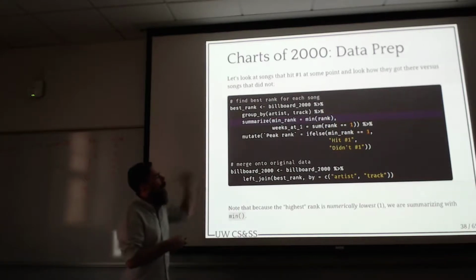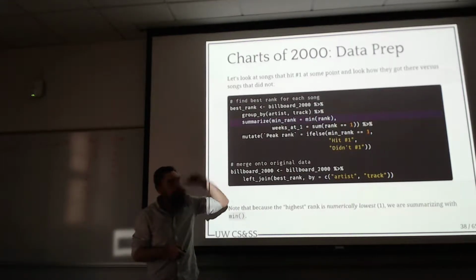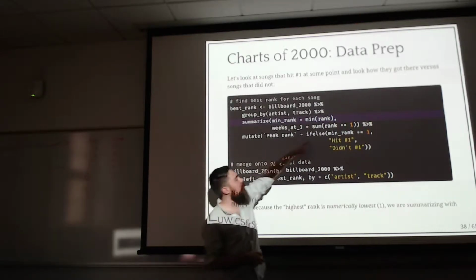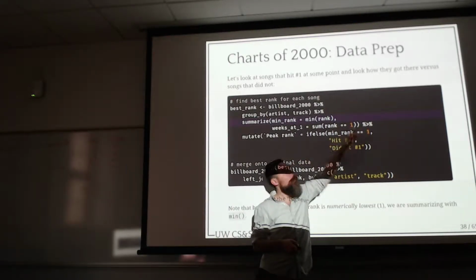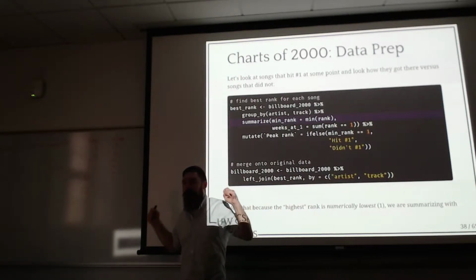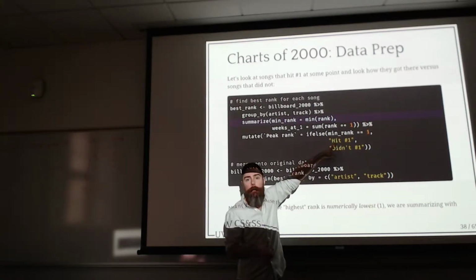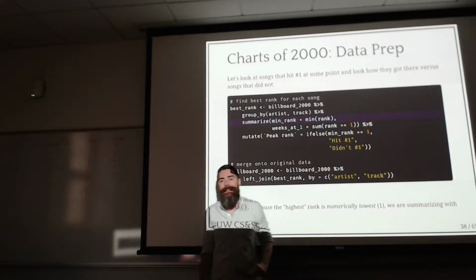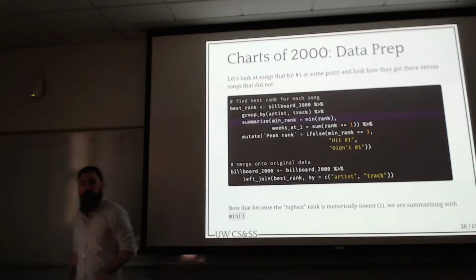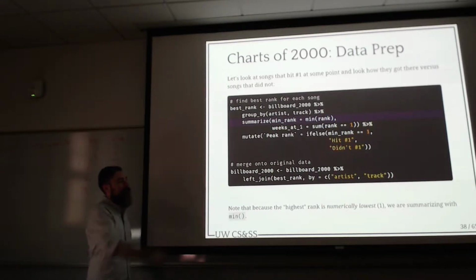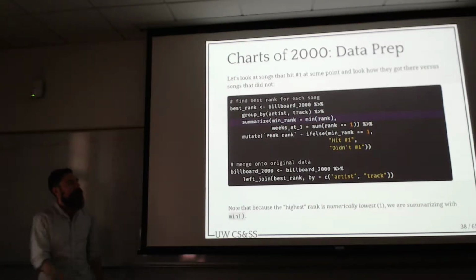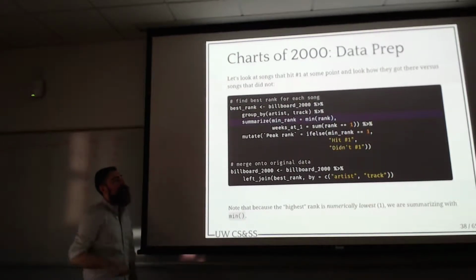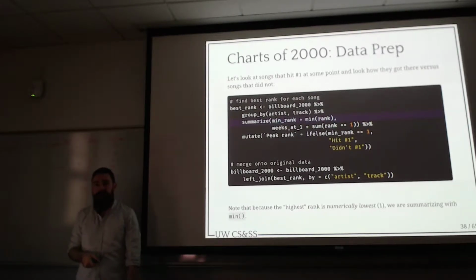Okay? Then I'm going to mutate a new variable called peak rank, which I'm putting a space in just because I'm feeling fancy. Then I say, if else, the minimum rank was 1, so the best rank it ever hit was 1, I'm going to assign it the value, it hit number 1. If it never hit number 1, this will be false, and it will assign it the value didn't hit number 1. Okay? Since a variable that only takes 2 values, its character, it looks like that.